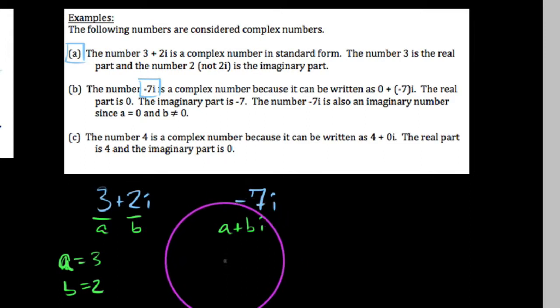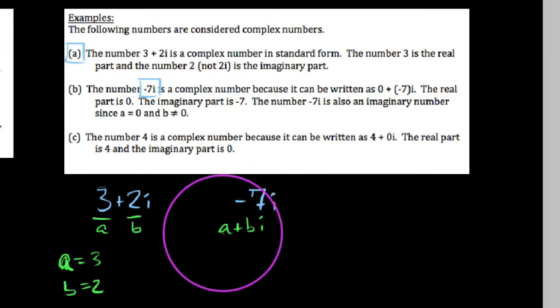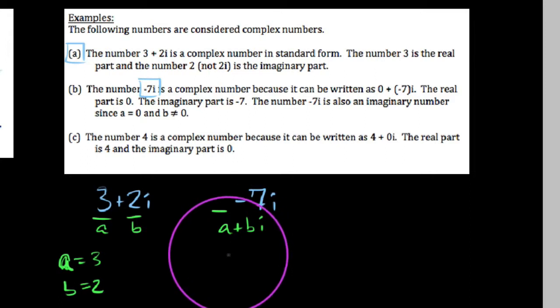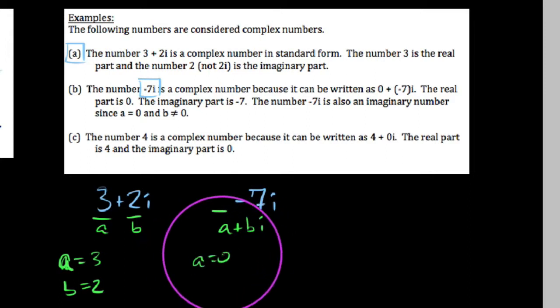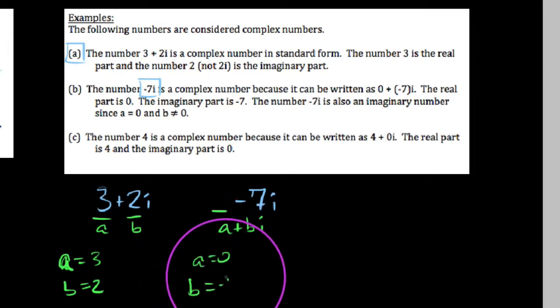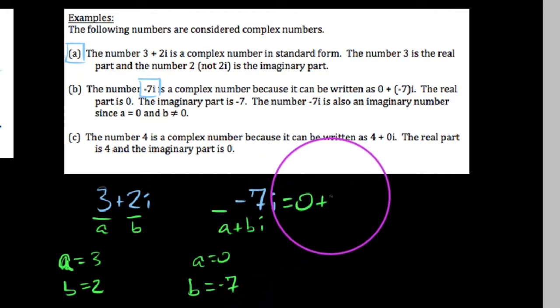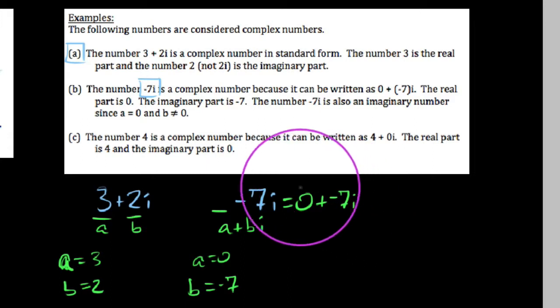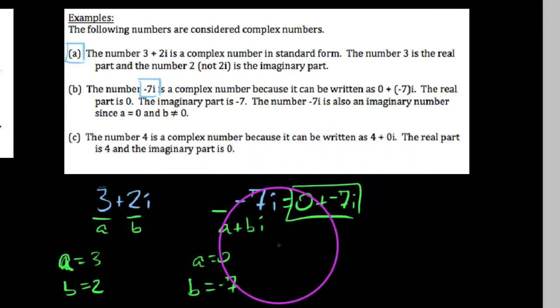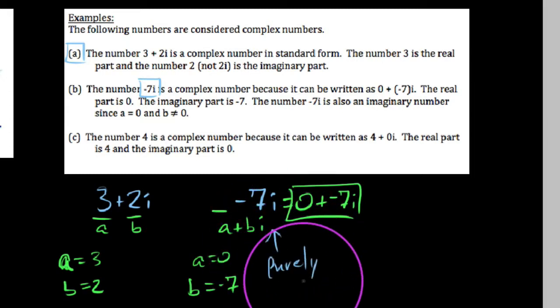So to write this in standard form, we would actually write our real part, which doesn't exist. So we'd say 0. We'd say a is 0. And b in this case is -7. So in standard form, this number would instead look like this: 0 plus, you gotta have a plus there, -7i. This is the standard form of this complex number. And then last but not least, by the way, we say this is a purely imaginary number because it did not have a real part.